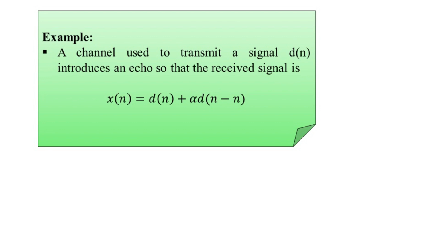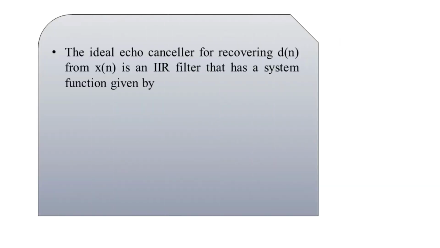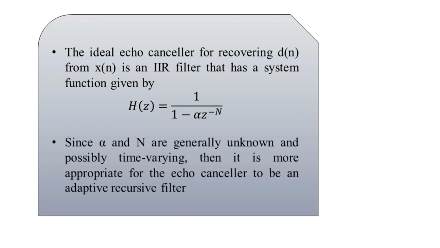If both alpha and capital N are known to us, then the ideal echo canceller for recovering d of n from x of n is an IIR filter that has a system function provided by the equation capital H of z, in the z transform domain, equal to 1 upon 1 minus alpha times z to the power minus capital N. However, since alpha and capital N are generally unknown in practical cases and possibly time varying also, it is more appropriate for the echo canceller to be an adaptive recursive filter. So this is our topic of interest.